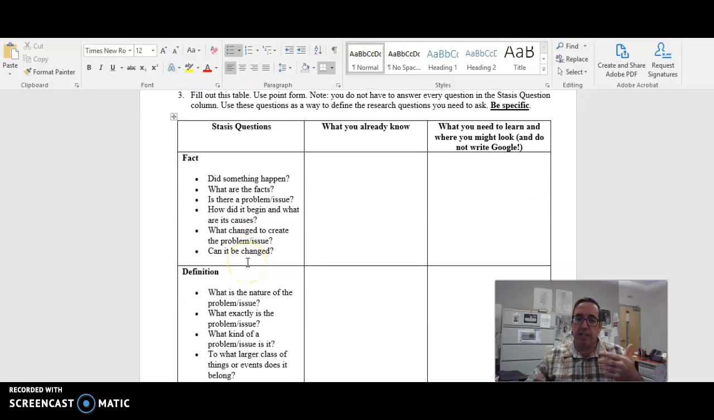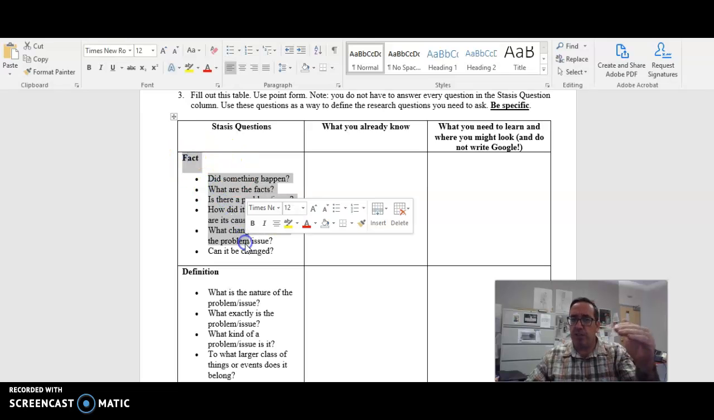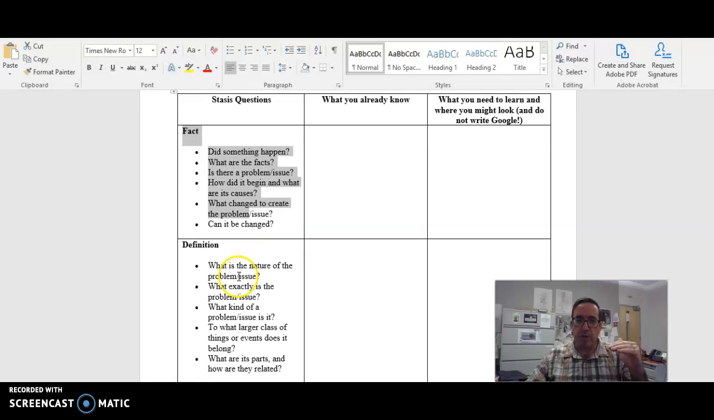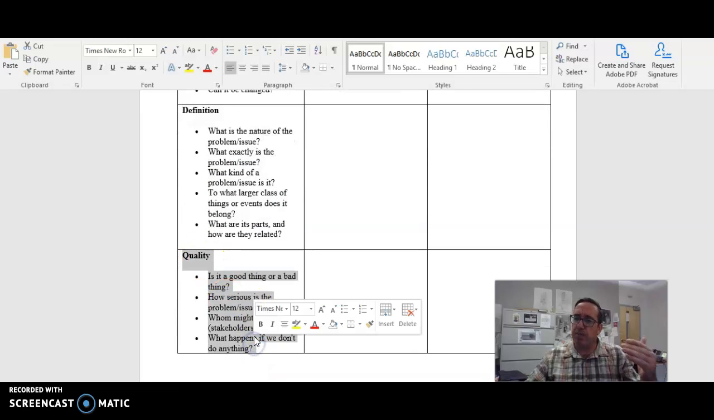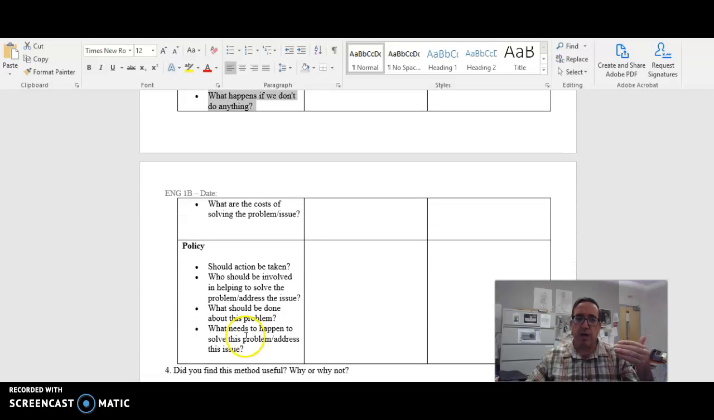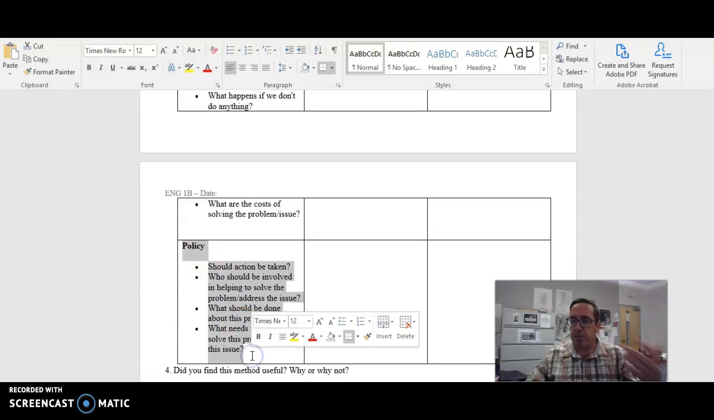And basically the Stasis Model asks you to, okay, is there a problem, right? Did something happen? Is there actually a problem? What is that problem? Define it. Okay, so what is good and bad about this problem? What can we do about this problem? And then what needs to be done, right?